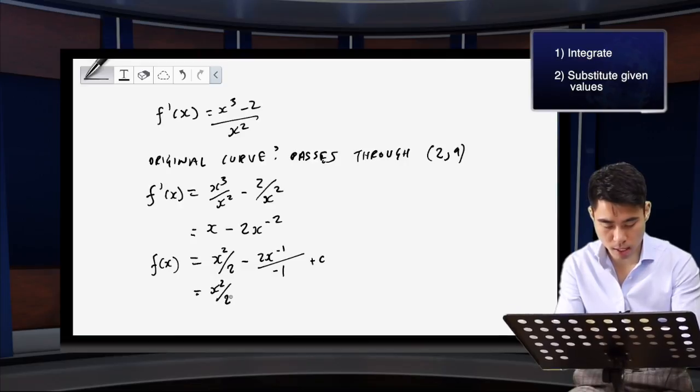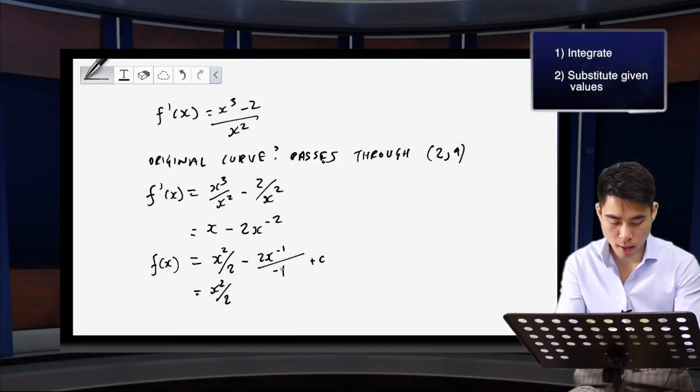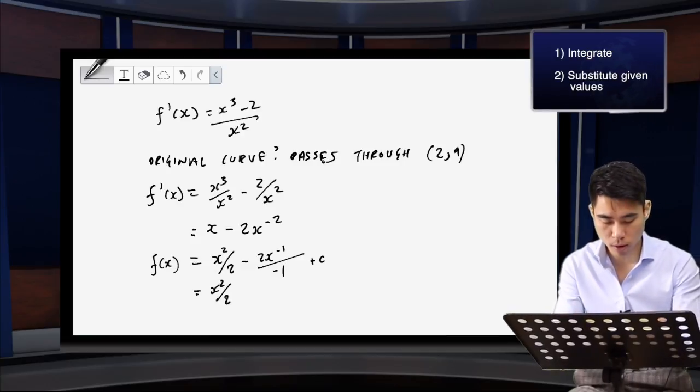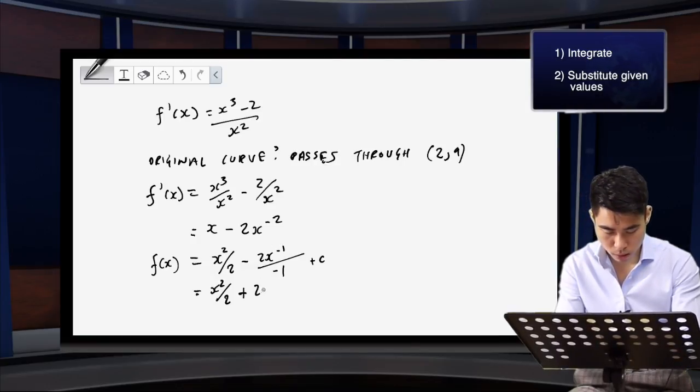Just going to tidy up that second term now. So here I have dividing by minus 1. You don't really want to be dividing through by a negative. So I've got minus this negative term here. I could just do this. Positive 2x to the minus 1 plus c.